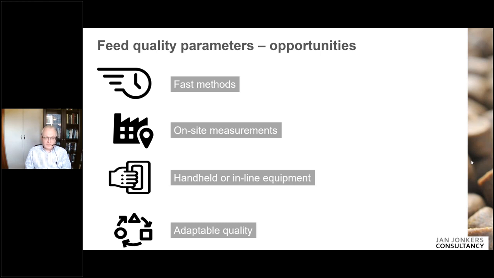And then as the last one, adaptable quality. As we have seen in the previous slides, there are a lot of different applications of the feed, a lot of different users. So we can also adapt the quality. We can steer towards improved water stability, for example, and next time we can steer towards durability, depending on the needs of your customers, for example.